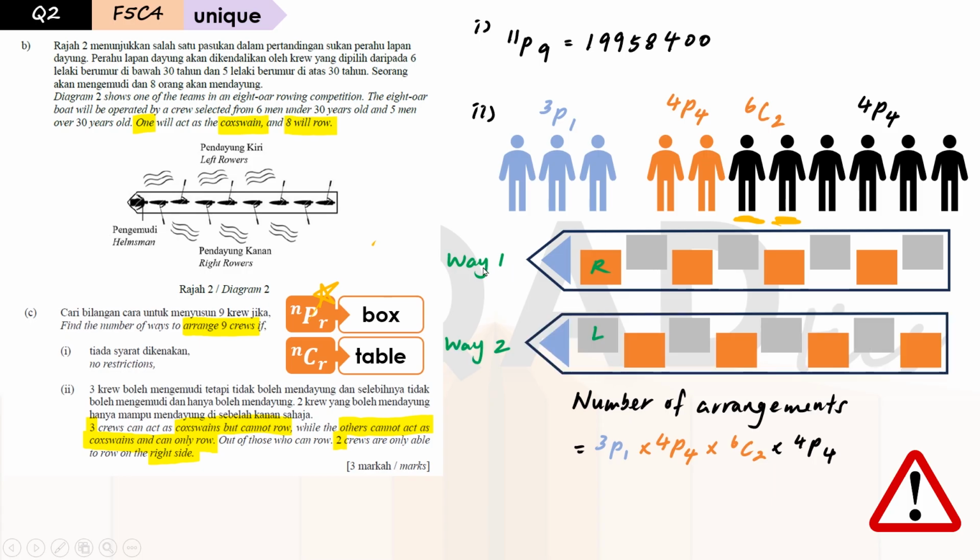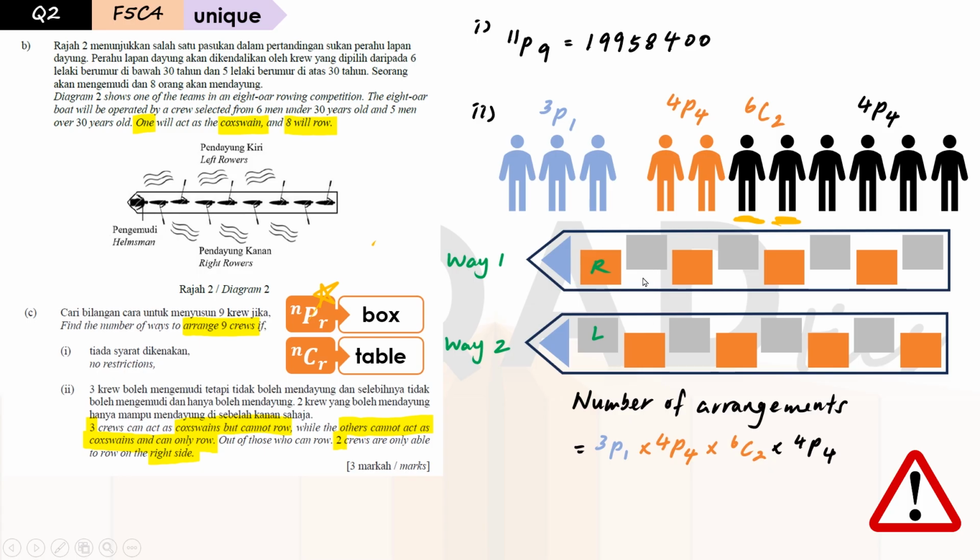So as you can see, way number 1 starts from the right rower, then left, right, left, right, left, right, left. But way number 2, it can be the left rower first. So instead of the right rower here, we start off with the left rower first. So left, right, left, right, left, right. Okay, 2 different kinds of arrangements.